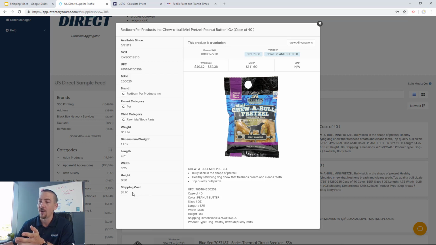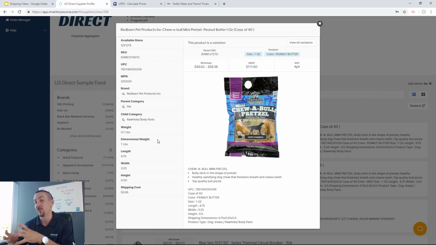Some suppliers don't have their shipping costs within the feed, but they might have height, width, and length. Now, height, width, and length all come together as dimensional weight. And I'm not sure if you've heard about dimensional weight, but something could weigh a lot, but could be really small.